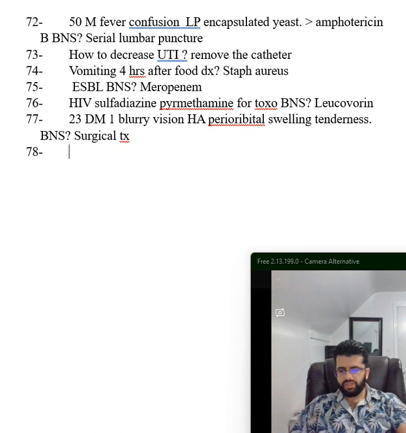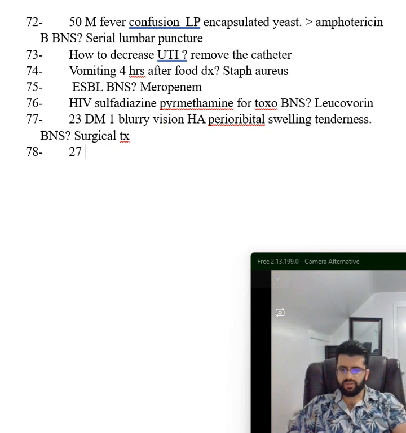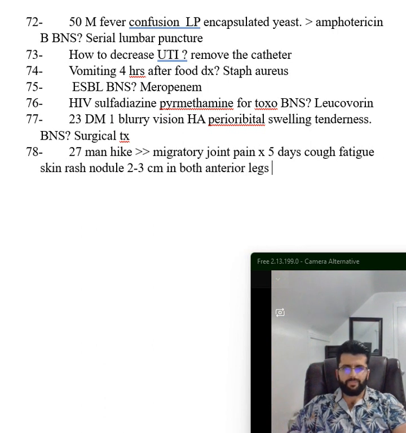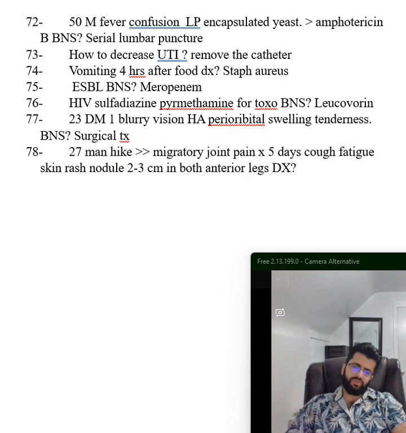Now another interesting case. A 27-year-old man went hiking, and then after hiking had migratory joint pain for 5 days, along with cough, fatigue, skin rash, and erythematous nodules, 2 to 3 centimeters, on both anterior legs. And they ask you what's the diagnosis. This one is obvious in the southwest US as well.